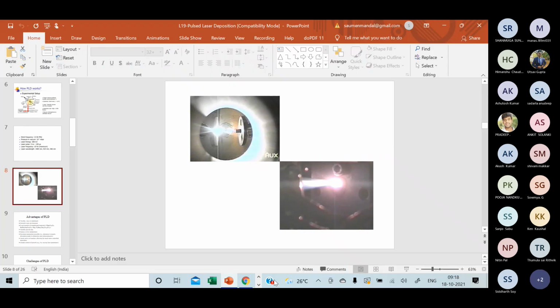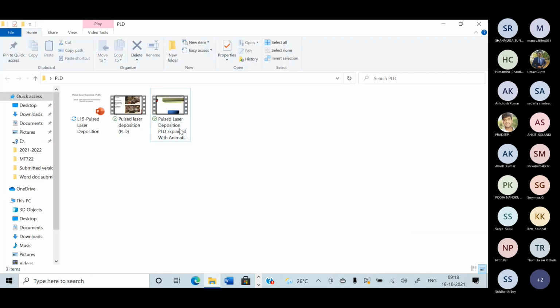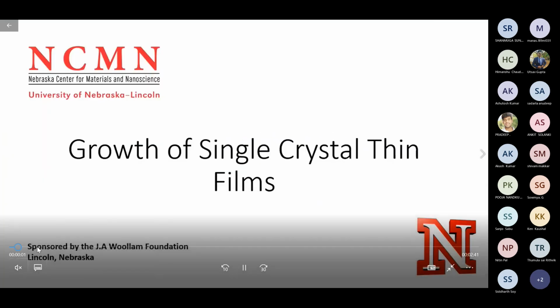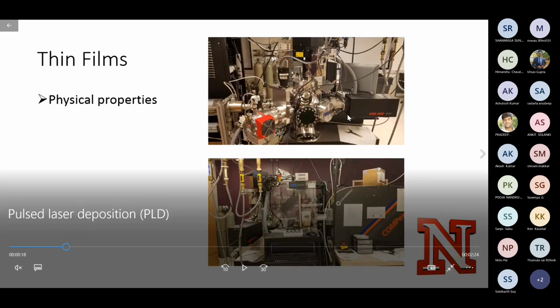Now I will show you one video. First of all, this is the real apparatus, how it looks. You can see this is the laser, and this is a very big chamber where the deposition is happening.